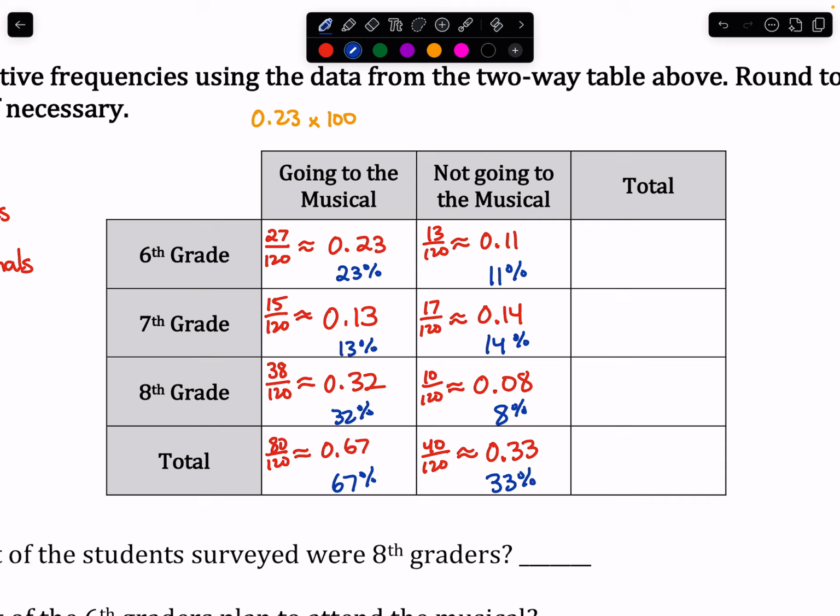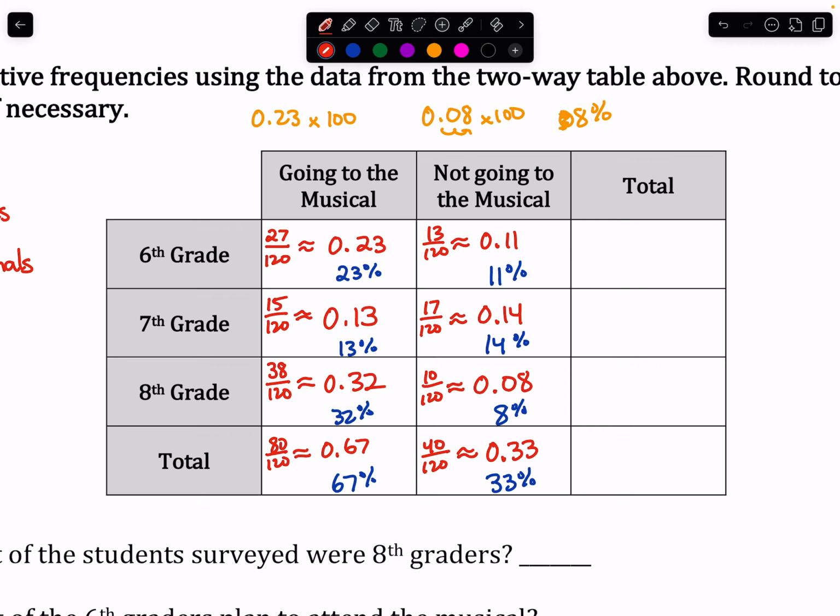So remember, if I ever have a 0, right, 0.08, if I move that decimal place when I multiply it by 100, I now get 0.08%, but I don't need that leading zero. You can just get rid of that and just write 8%.